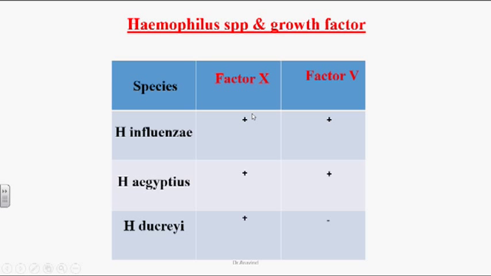And the growth factor requirement for these three species: H. influenzae requires both hematin, that is factor X, and nicotinamide adenine dinucleotide, that is factor V. So this H. influenzae requires both X and V factors. Whereas Haemophilus aegyptius also requires both X and V. One is hematin and the other one is nicotinamide adenine dinucleotide. Whereas ducreyi organisms always require hematin; it doesn't require the V factor, that is nicotinamide adenine dinucleotide.